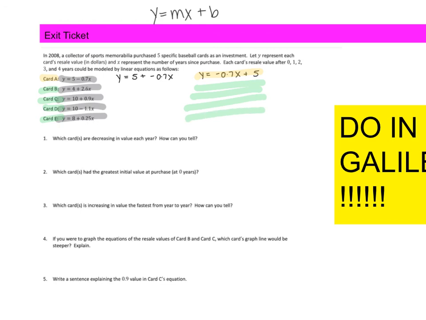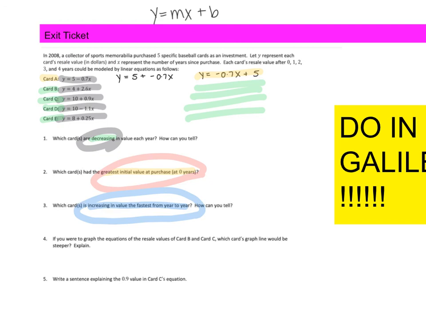Okay, number 1, it says which cards are decreasing in value each year. So you need to look at your M, your constant rate, and see which ones are negative. All right. Number 2, which cards had the greatest initial value at 0 years? So maybe it's two different cards that have the same initial value. You're going to tell me which ones were worth the most before they started getting older. So at 0 years, which ones were worth the most? Number 3, which card is increasing in value the fastest? Which one has the greatest rate of change?